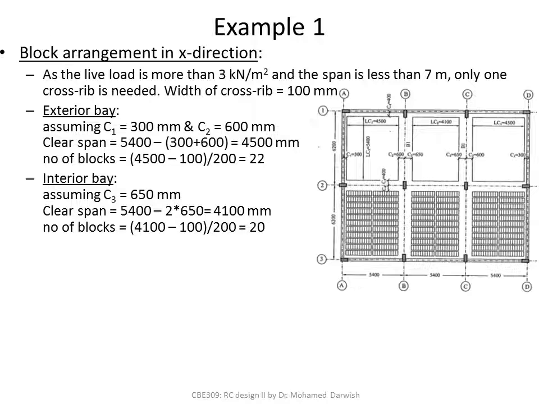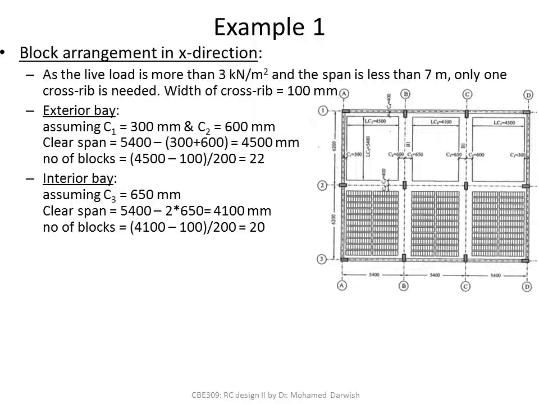For the interior bay, you'll assume C3 is 650. So the clear span is 5400 minus 2 times 650. So this is 4100. 4100 minus 100, which is the value of the cross rib, so this over 200 is 20. This 20 is a whole number.